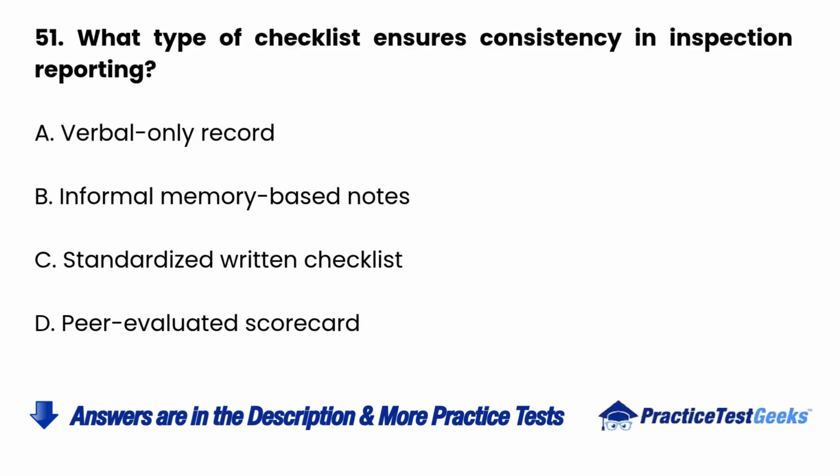51. What type of checklist ensures consistency in inspection reporting? A. Verbal-only record. B. Informal memory-based notes. C. Standardized written checklist. D. Peer-evaluated scorecard.